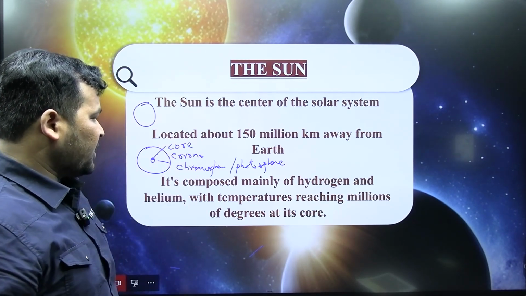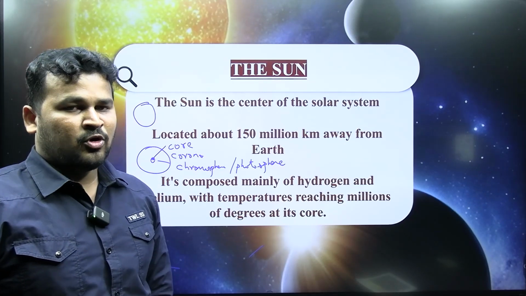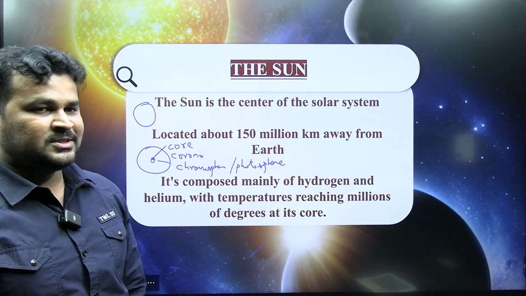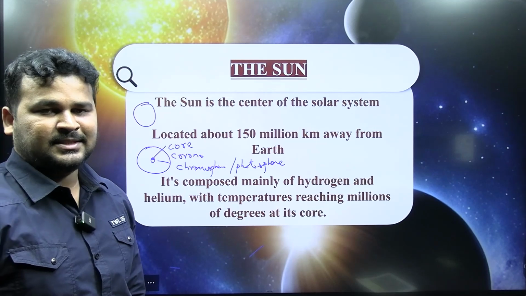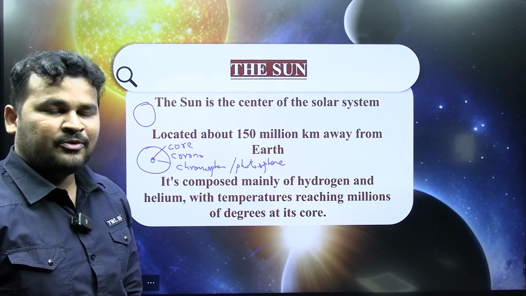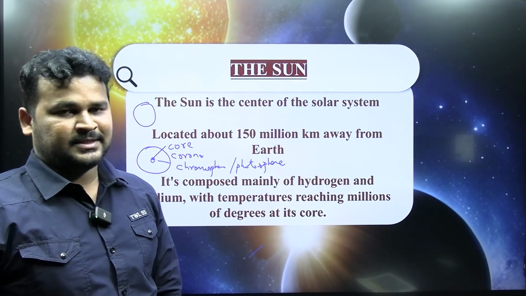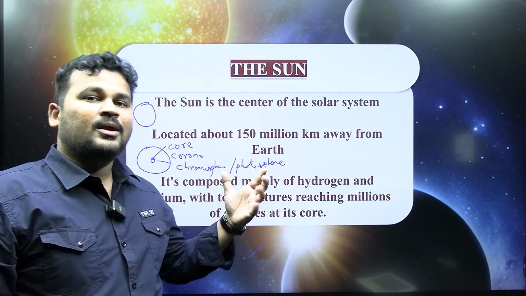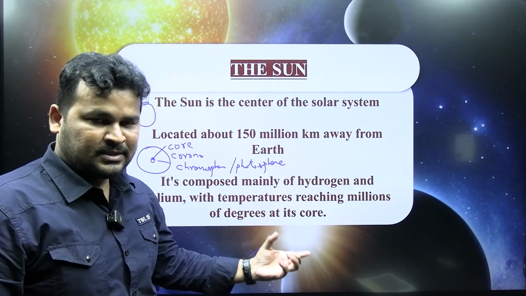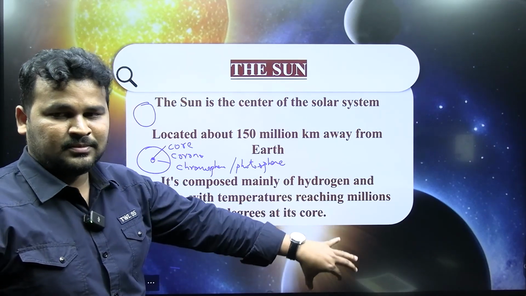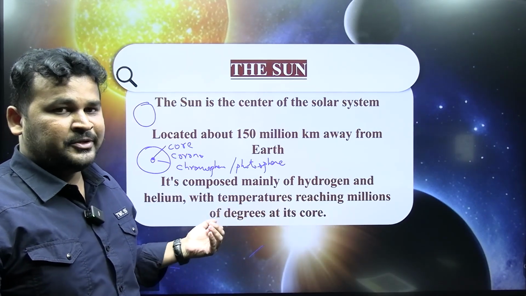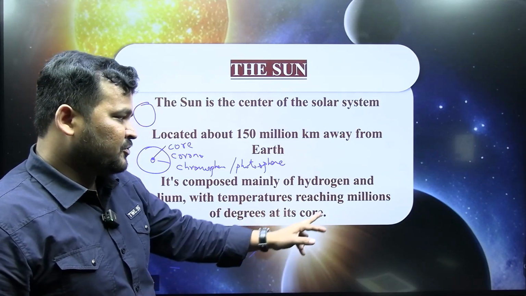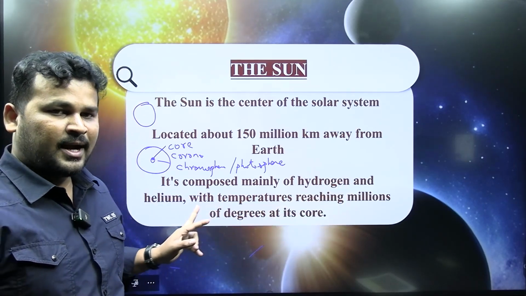So, what might be the temperature at the core of the Sun? Can you guess it? It's almost 57 million degrees centigrade. Why is this much temperature recorded here? Because of the nuclear reactions taking place on the Sun. Why are nuclear reactions happening? Due to the presence of hydrogen and helium.